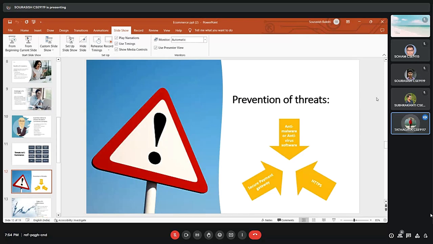So, here are three points by which we can prevent threats while using e-commerce sites, such as by deploying anti-malware services. We can deploy it on our computers so that we can prevent these conditions from happening. It prevents all types of malware and viruses from infecting the data on our computer.